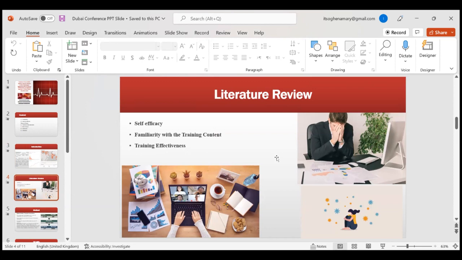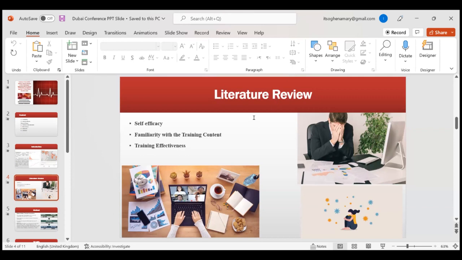We did a literature review on self-efficacy, part of the details of which I have also reported in the report I sent. Then familiarity with the training content, where we also have a literature review. Then training effectiveness, which is the moderating role. Then employee performance, where we also have a detailed literature review.